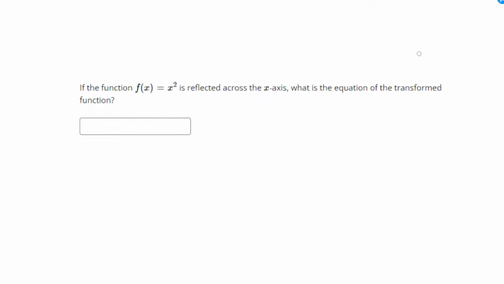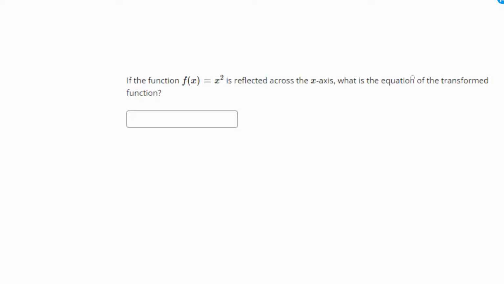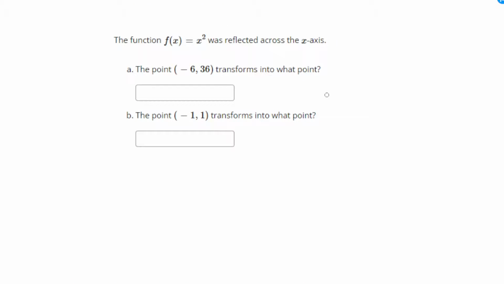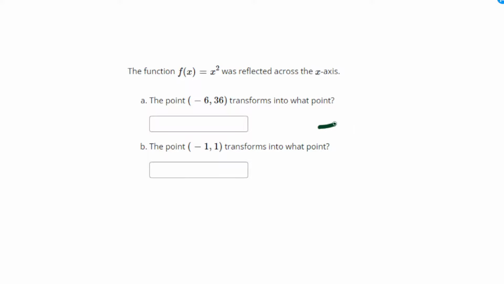X squared is reflected across the x-axis. What is the equation of the transformed function? Also don't forget your f of x equals part. I think Lumen will get angry if you miss that. So negative x squared is going to be your answer. That will reflect it. The function f of x equals x squared was reflected across the y-axis. The point negative 6, 36 transforms into what point? Now, if you remember, it's going to be like negative 1 for a. So we're basically just flipping the sign of the y. So we have negative 6, negative 36. And then negative 1, negative 1.